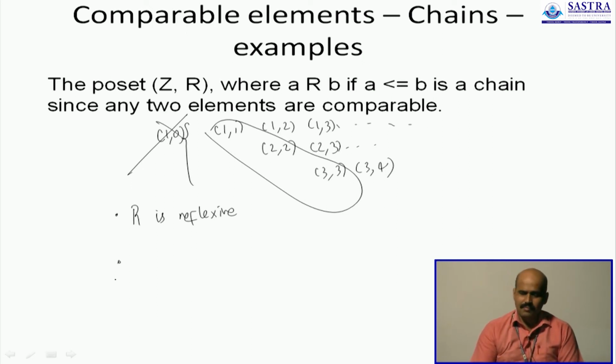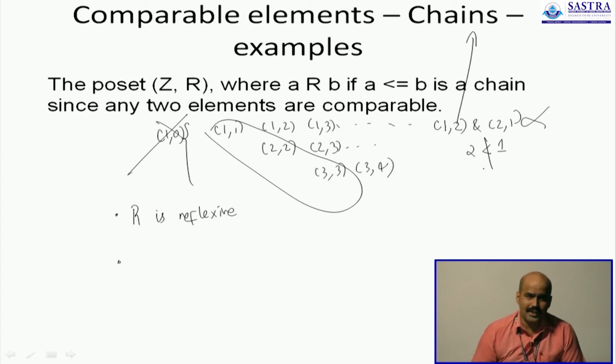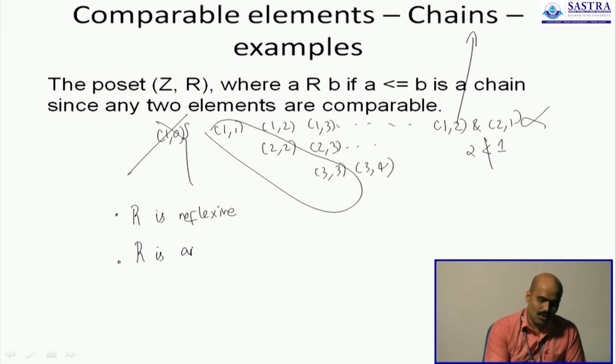And number 2, R cannot be symmetric. That's the next thing, because being symmetric means that I have both 1 2 and 2 1 as part of the set, but I can have only 1 2 as part of the set. 2 1 cannot be part, because 2 is neither less than 1 nor equal to 1. 2 is not less than 1, 2 is not equal to 1, 2 is greater than 1, so it is not symmetric.